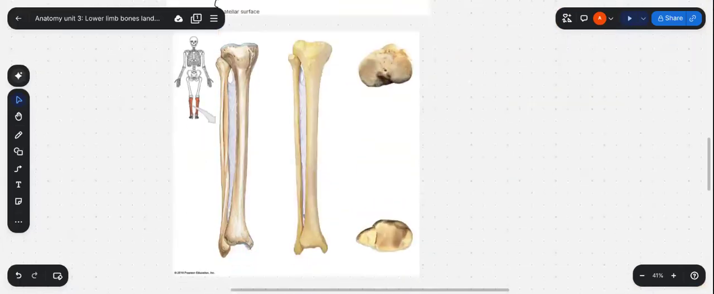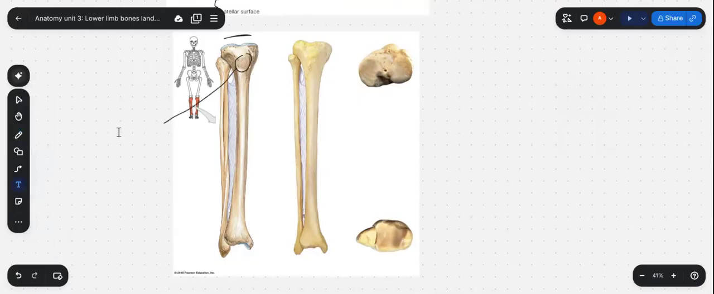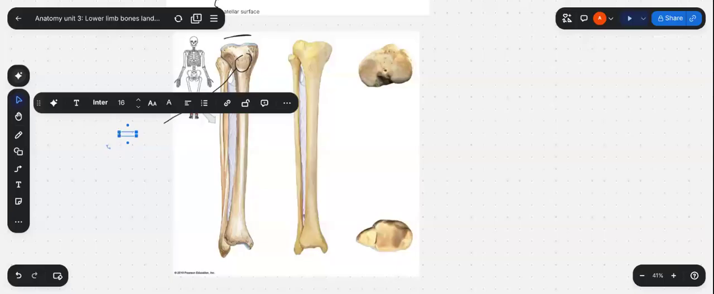Now we're going to take a look at the tibia and the fibulas. So the tibia is going to be this larger bone over here. That is your tibia. The first portion is your tibial tuberosity, which is this little bump over here right at the top surface of the tibia. So again, tibial tuberosity.